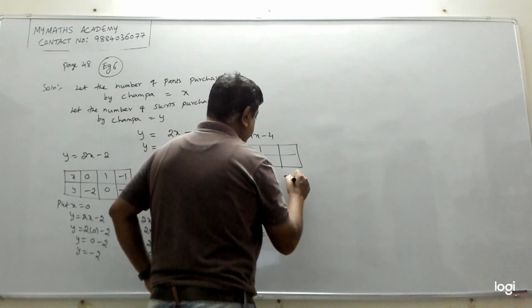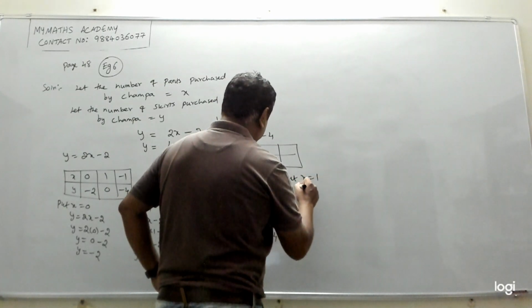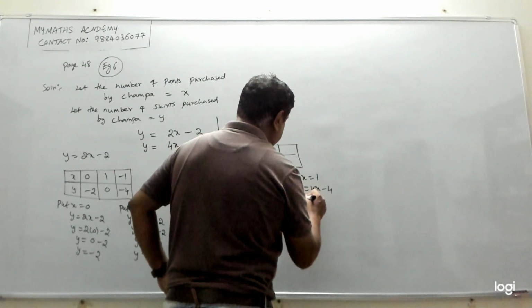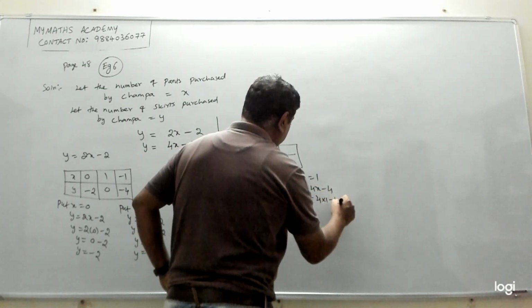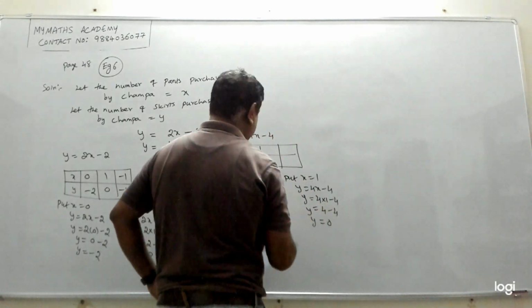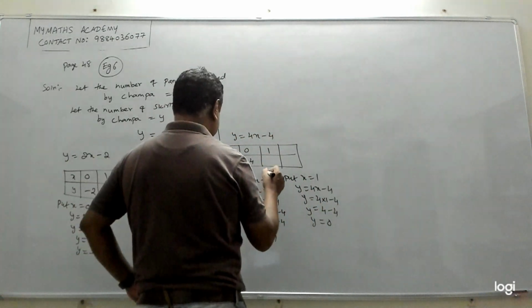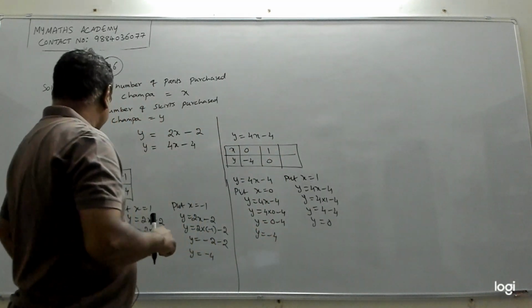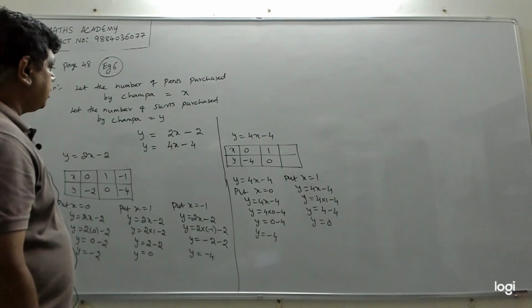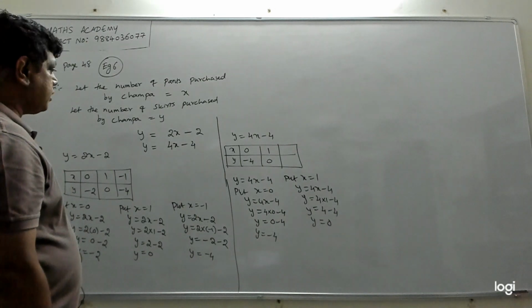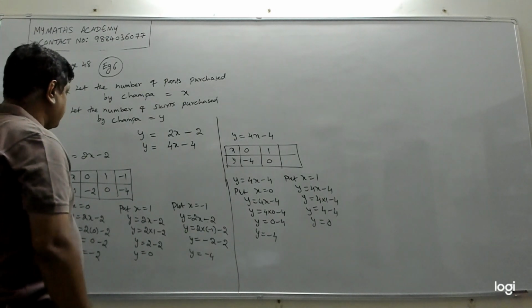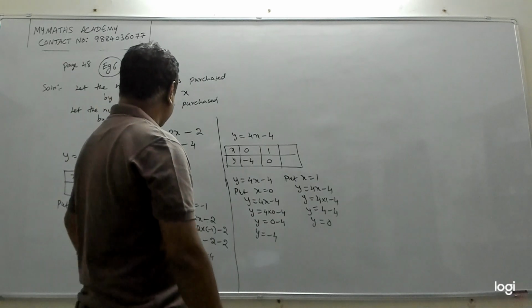Then we'll put x is equal to 1. So y is 4x minus 4. If I put x is equal to 1, I'll get 4 into 1 minus 4, which is 4 minus 4. So my y is 0. So when I put x is equal to 1, my y is 0. Fine. Then the next one.